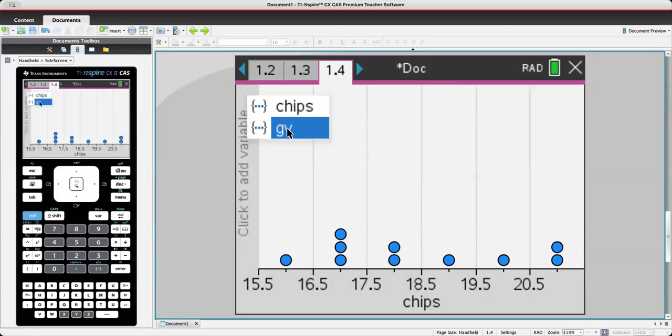There we go. Oh, gee, the stats gods are angry at us.